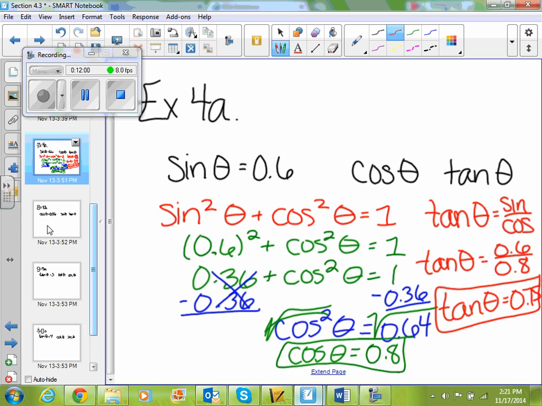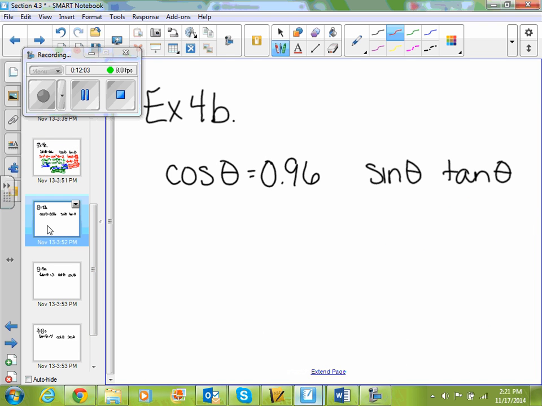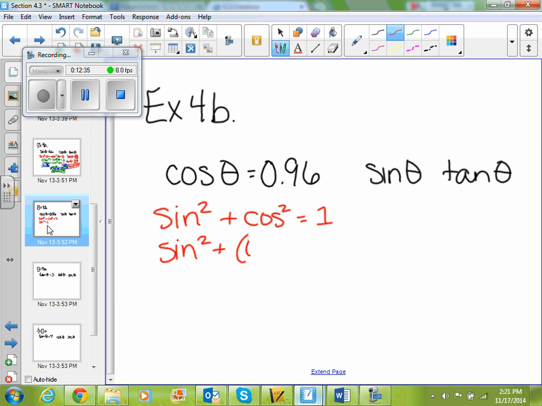Okay, let's do a few more of those because it's sometimes hard to identify which trig identities you want to use. So if I'm given cosine of theta equals 0.96, and I'm asked to find sine and tangent, we're going to use the same trig identities that we used before. You'll use the sine squared plus cosine squared one a lot. So sine squared plus cosine squared equals 1. Well, I don't know what my sine is, so that's going to say sine squared. My cosine was 0.96, so 0.96 squared equals 1. What's 0.96 squared?